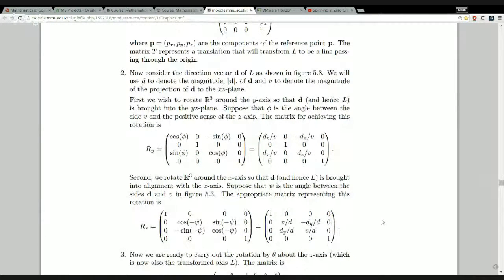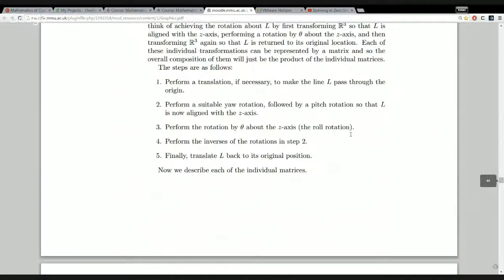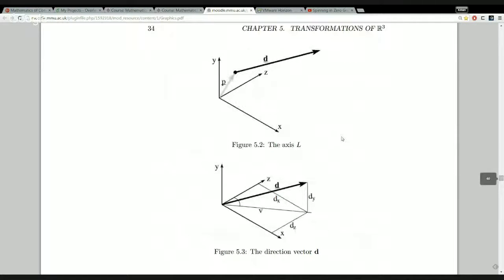Then I want to do the yaw rotation, rotating around the y-axis. There's a diagram on the other page which shows the direction vector d of the line, and it'll have components dx, dz, dy. v is the length of the projection of d down onto the xz plane. And just by looking at the triangles and the angles and the ratios of sides, we can see that this one is pointing in the positive octant of 3 dimensions, so positive x, positive z, and positive y coordinates.